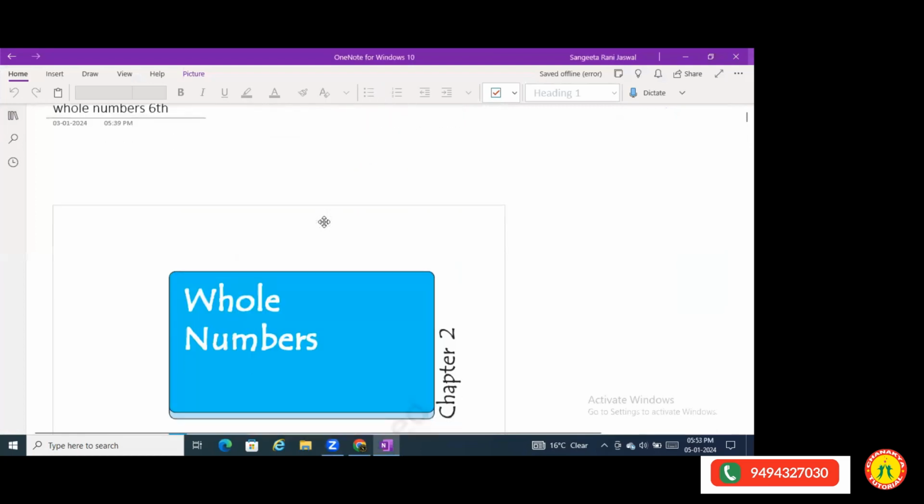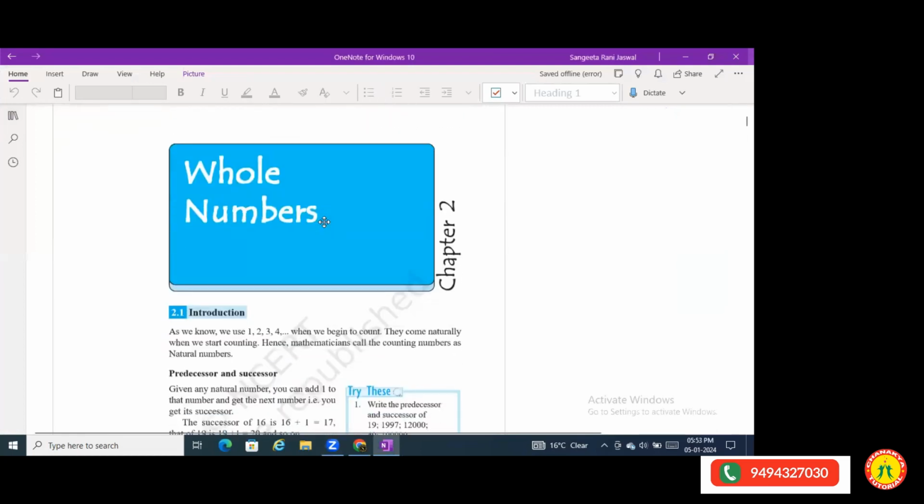Okay, this is whole numbers. As you all know, we have done many chapters and we have come across so many number systems. We have come across natural numbers, whole numbers, fractions also we have done, and integers. So whole numbers are what kind of numbers? How are they different from natural numbers? Can anyone tell me?